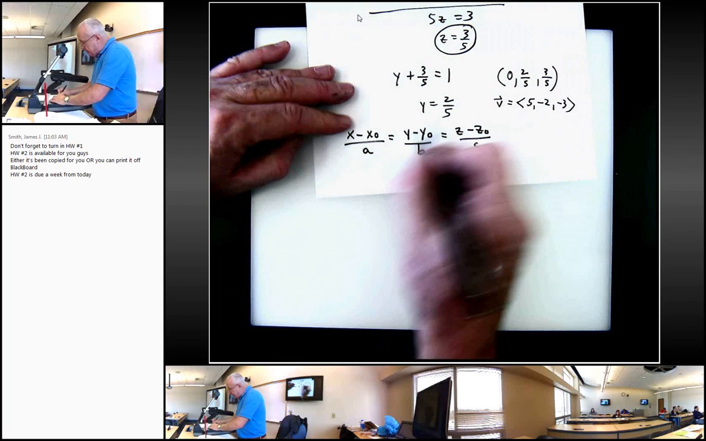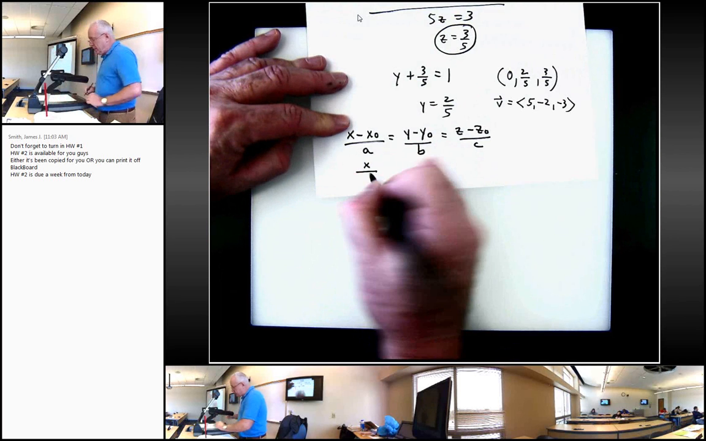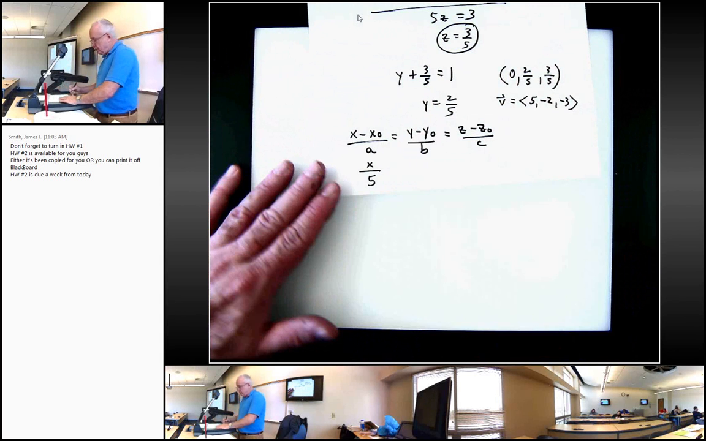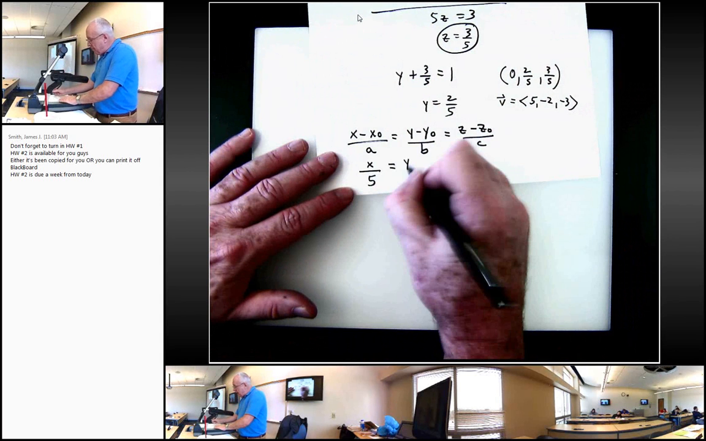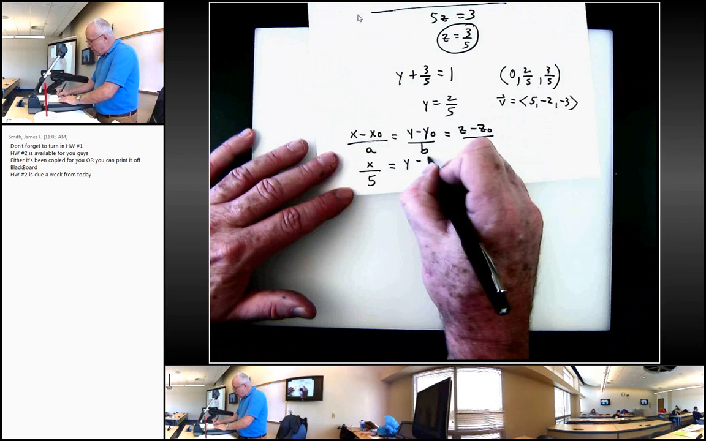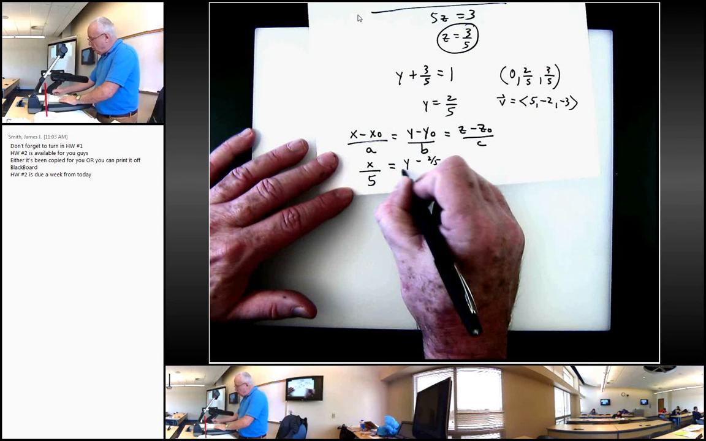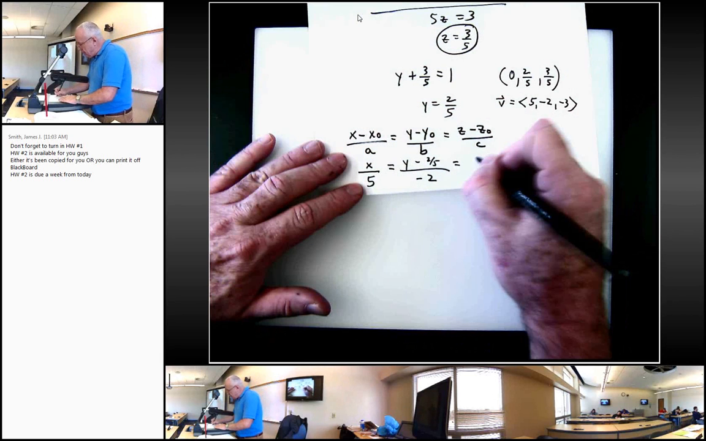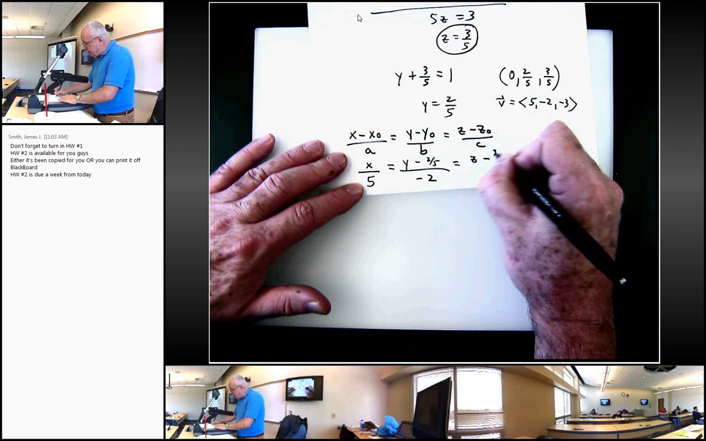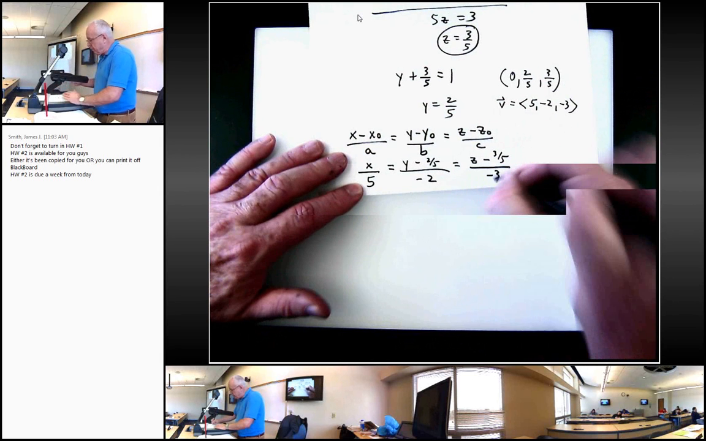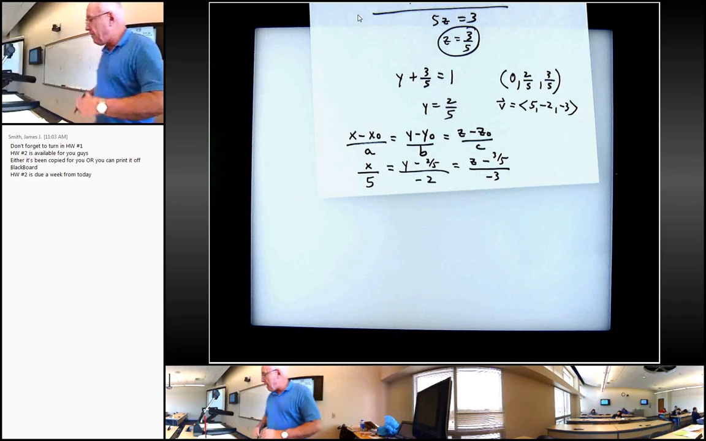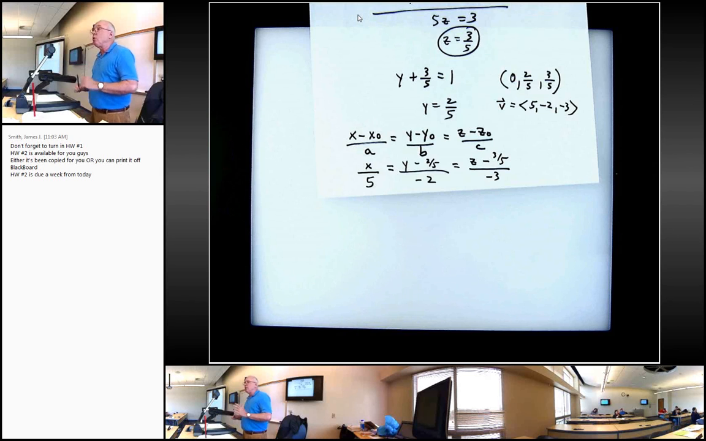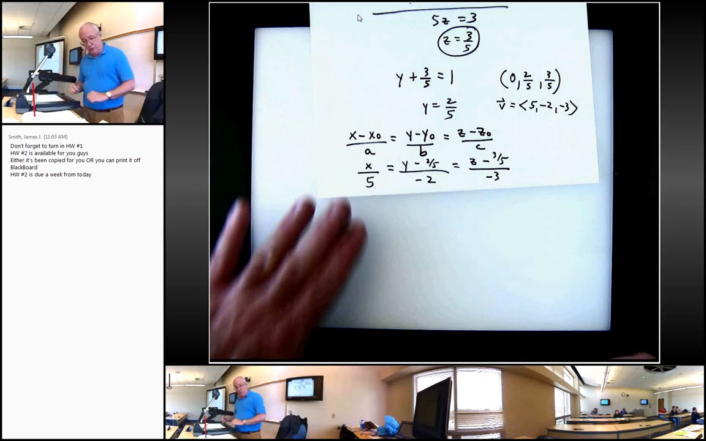So let's just plug in and we'll get our symmetric equation. We're going to have x minus 0, which is just x, over the direction number for x, which is 5, equals y minus 2/5 all over our direction number for y, which is negative 2, equals z minus 3/5 all over our direction number for z, which is negative 3. Now, if I like, I can always multiply by 5 to get rid of fractions. I'm not really worried about it. This is fine as far as I'm concerned.